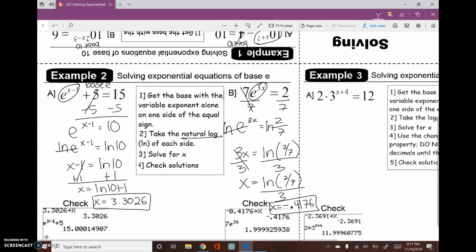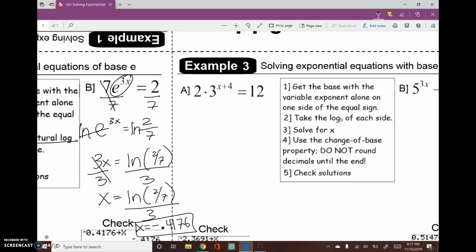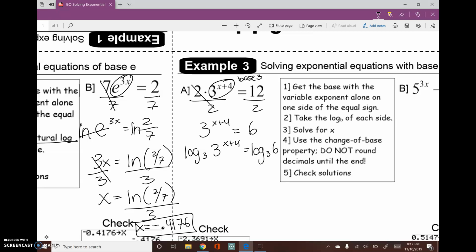So now going to example 3. These have different bases. Again, you can tell by which one has the variable as the exponent. So this one's a base of 3. That means I need to divide by 2 on both sides to have the base of 3 by itself. Now, since the base is 3, I'm going to take log with base of 3 of both sides. Then these will cancel.